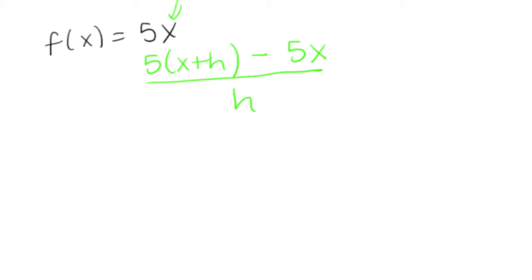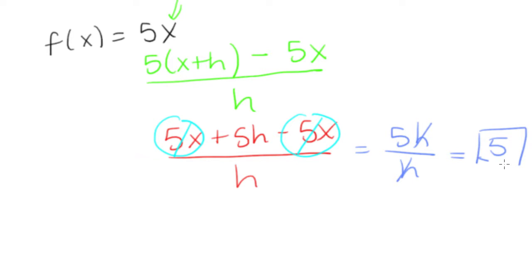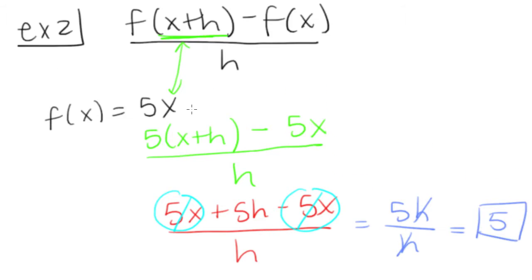So now we'll just continue on and solve it further. So we get 5x plus 5h minus 5x all over h. And then these two 5x's will cancel out. And then we're left with 5h over h, which then equals 5. So we found what the difference quotient is. It's 5. Pretty awesome. So that was a pretty simple example, and now we're going to go on to something a little bit more difficult. So let's see how we do.